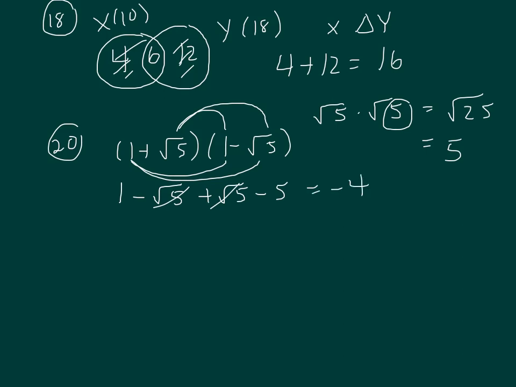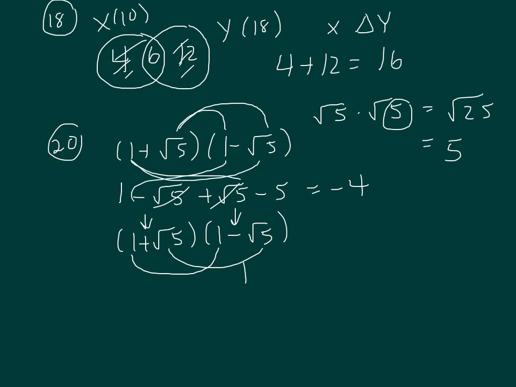Now the short way to do this problem is to recognize that 1 plus square root of 5 and 1 minus square root of 5 are exactly the same, except one has a plus sign in between and one has a minus. Whenever that's the case, all you have to do is multiply the first ones and multiply the last ones, because these middle ones will always fall out. So that would be 1 minus 5, which is negative 4.